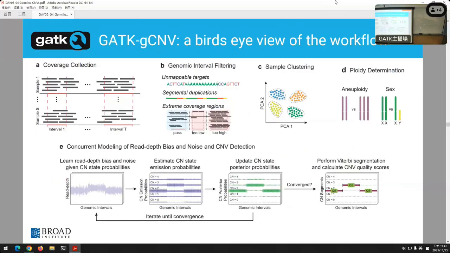Okay, and now we really get to the action. This is where we are going to denoise our read depth data by learning the patterns of noise and bias and copy number variation to estimate the underlying copy number state in each sample at each genomic position. That's an iterative process until we converge on a stable estimate for copy number. And from that, we can do CNV calling.